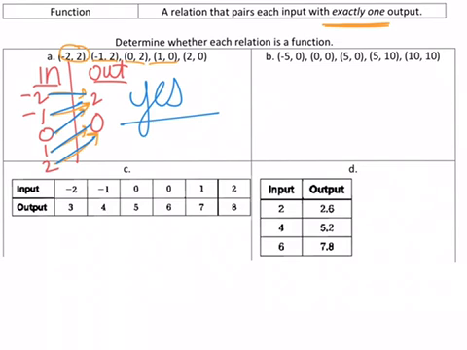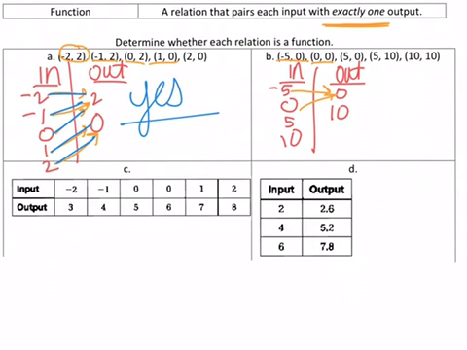So I'm going to do the same thing with my second example. I have my inputs and my outputs, and I'm just going to go ahead and write them all out. So I have -5 to 0, 0 to 0, not going to repeat it, 5 to 0, 5 to 10, and 10 to 10. So I'm not repeating numbers, okay? And now I'm going to draw my arrows. So I have -5 to 0, 0 to 0, that's why I did not repeat it, 5 to 0, 5 to 10, and 10 to 10.